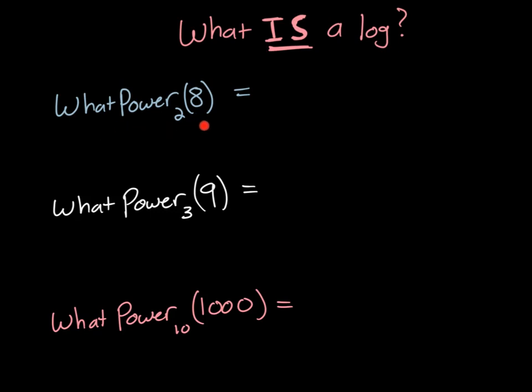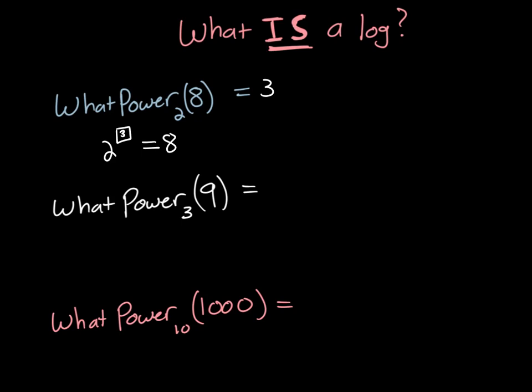The way that I phrase this is: what power of 2 is 8? And so I can really rewrite this problem. What power of 2 is 8? And this becomes a much more simple problem. 2 to the third power is 8, so a 3 would go in the box, and a 3 is the answer to this what power problem.